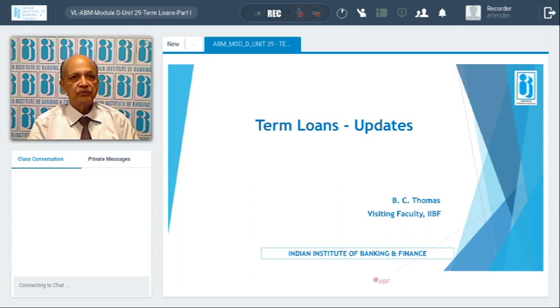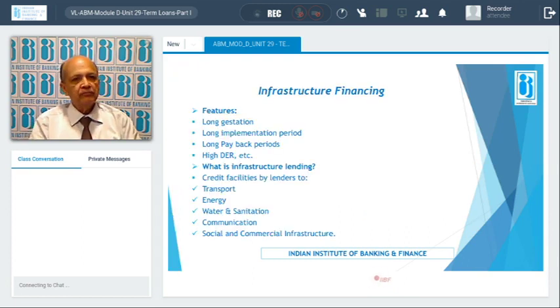Now coming to term loans, infrastructure lending. We are going to discuss a little bit on infrastructure lending. Infrastructure projects involve some distinctive features like exceptionally longer gestation period, exceptionally longer implementation period, long payback period, and above all, high debt equity ratio. These are the distinctive features so far as infrastructure lending is concerned.